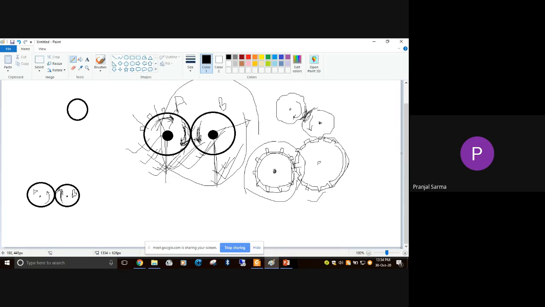But at this particular point, if we discuss the velocity, they have got the same velocity.